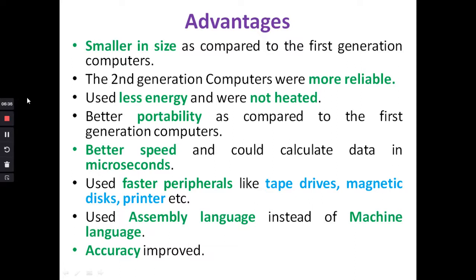There were also peripheral devices like tape drives, magnetic disks, and printers. Tape drives and magnetic disks were used for storage, and printers for output. They also used assembly level languages instead of machine level language. Assembly level languages are instructions given in the format of some numbers and keywords. In machine level language, we use only ones and zeros, that is, binary language. But in second generation computers, we used assembly level language.